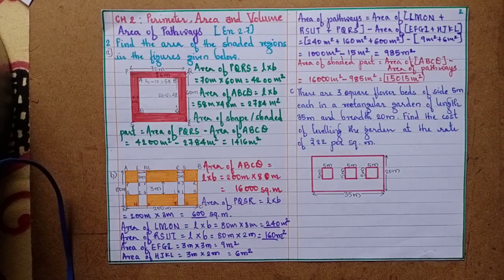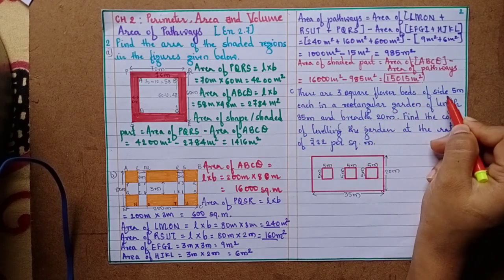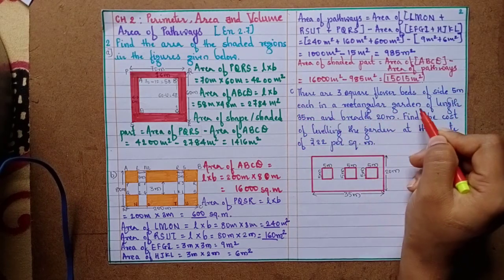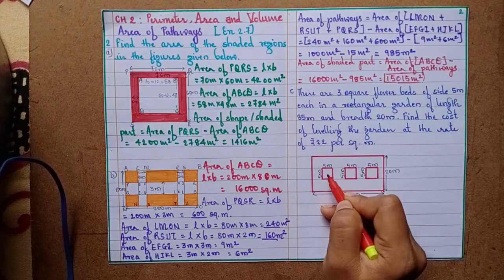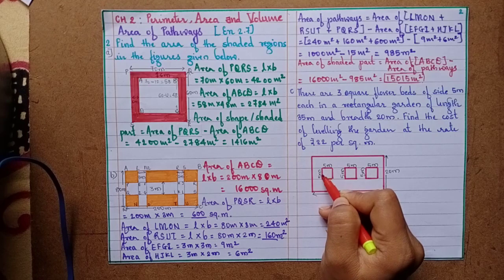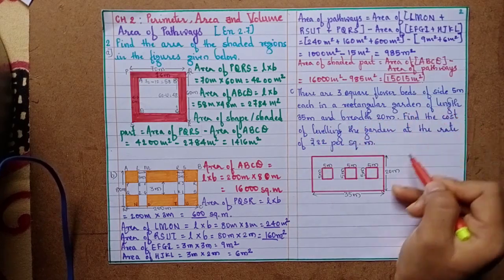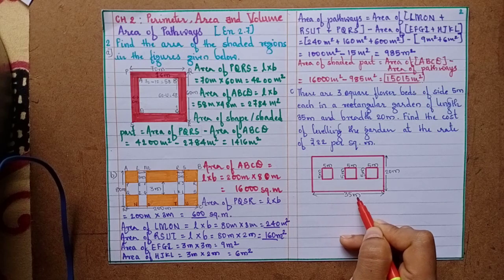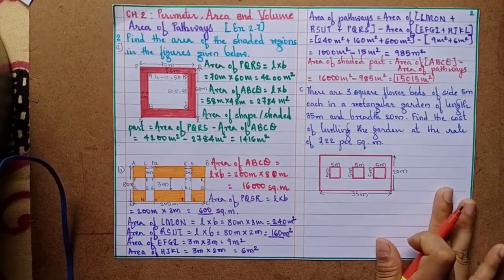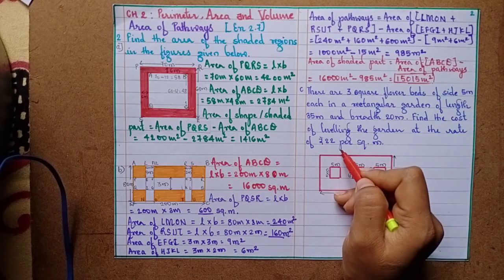Okay, so now let's see question C. There are 3 square flower beds of side 5 meter each in a rectangular garden. So this is a rectangular garden. In this there are 3 squares of which each side is 5 meter long. And the rectangular garden is 35 meter long and 20 meter wide. Find the cost of leveling the garden at the rate of rupees 22 per square meter.